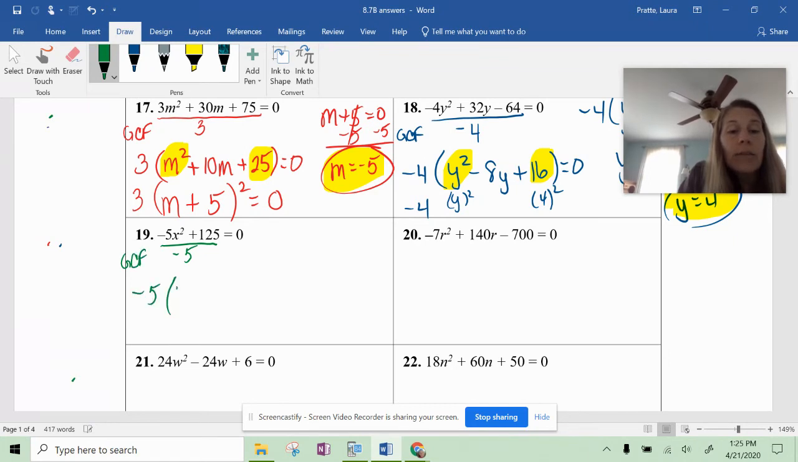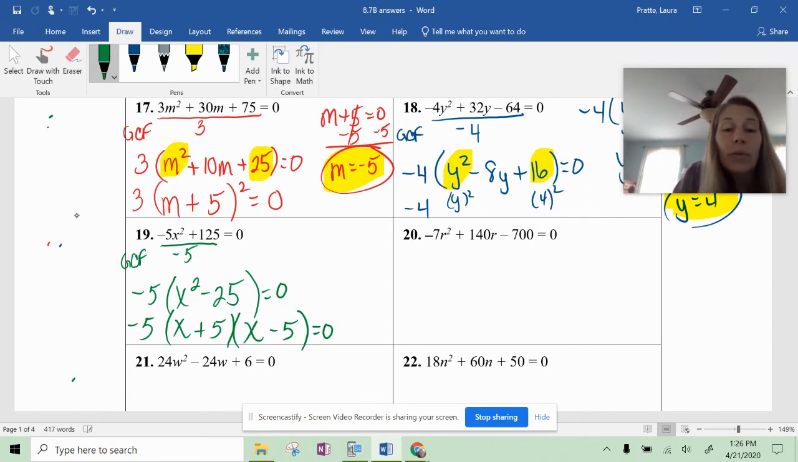that actually leaves me with positive x squared minus 25, which now I have a difference of two squares type of situation. So because 25 is a perfect square, I can break it up into a positive and a negative 5, and I can put in my x and my x. And then I would just solve those two, and I would get two solutions, x equals -5 and x equals +5.